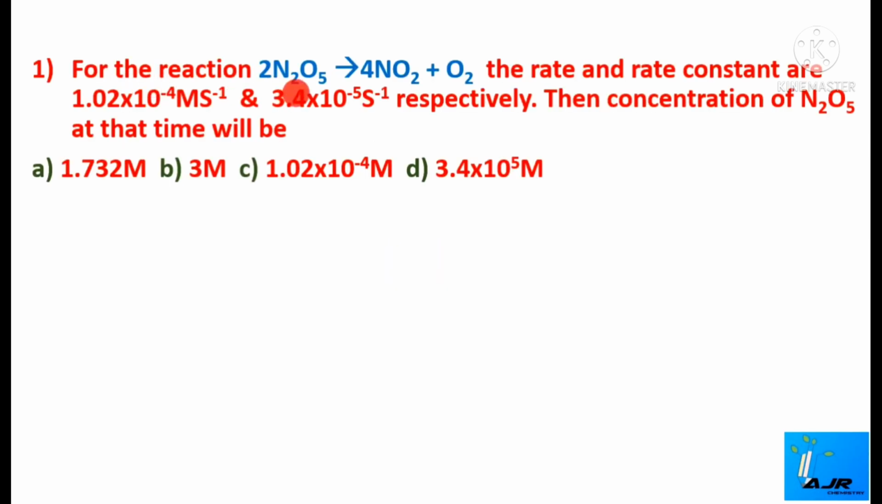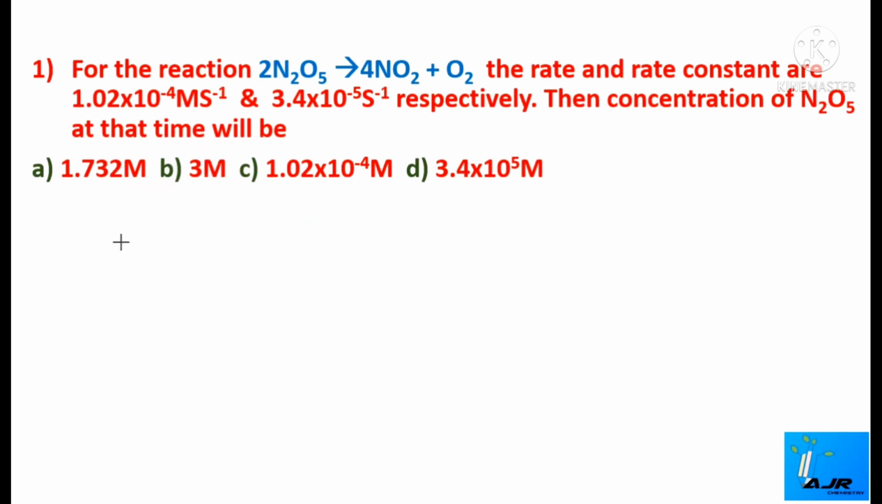The reaction 2N2O5 gives 4NO2 plus O2. The rate and the rate constants are 1.02 into 10 to the power minus 4 M s minus 1 and 3.4 into 10 to the power minus 5 s minus 1 respectively. Then the concentration of N2O5 at that time will be? They have given the values for rate and rate constants, and they are asking you to find the concentration of N2O5 at that particular time. Four options were also given.